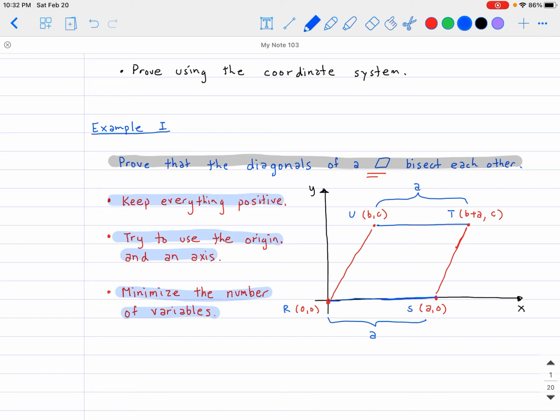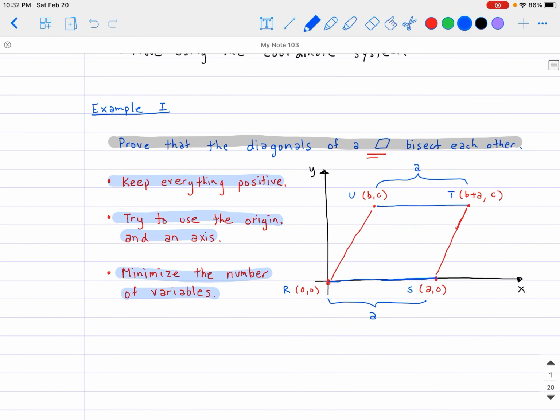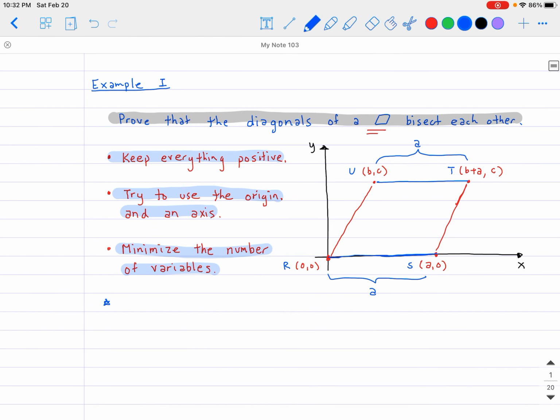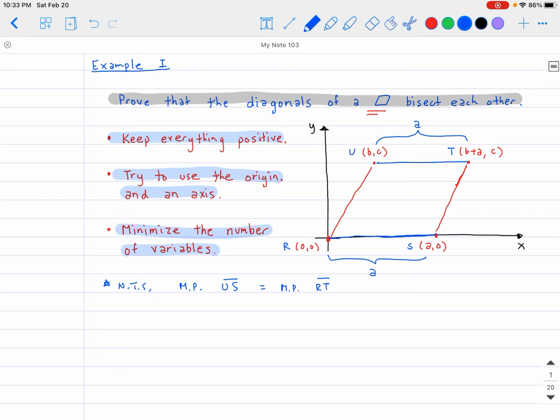Okay. Now, according to this, I need to basically show that the diagonals are going to bisect each other. So what that means is, in terms of what it is that I need to show, I need to show that the midpoint of US, the line segment, is going to be the same thing as the midpoint of RT, the line segment. Okay, so that is what I need to show. If I can somehow show that according to my coordinates, then we're pretty much good to go. All right, so let's go ahead and start with RT over here.